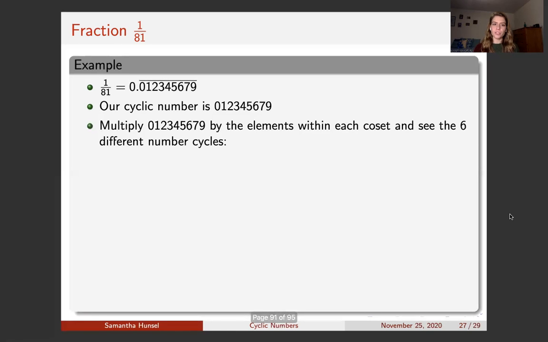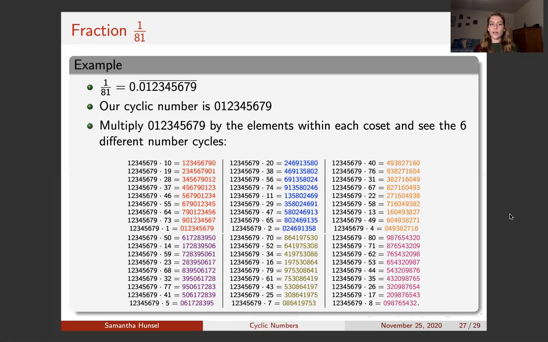It's a fun result. So if we multiply that cyclic number by the elements within each coset, we can see the 6 different number cycles because there are 6 cosets. And those are here. At first glance, at the different colors, you may be like, oh, the digits are the same, but there is a digit missing in each one of these of the numbers 0 through 9. And so each of the digits cycled are different. And so we have the number multiplied by each coset's elements, and we can get the different cycles of numbers.